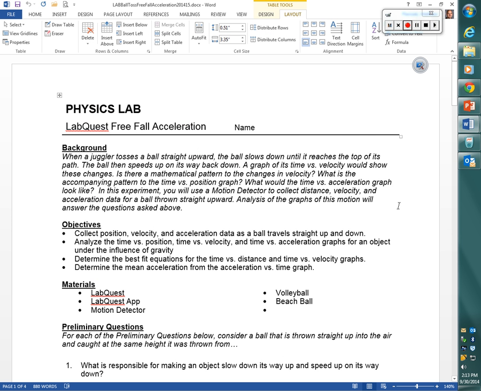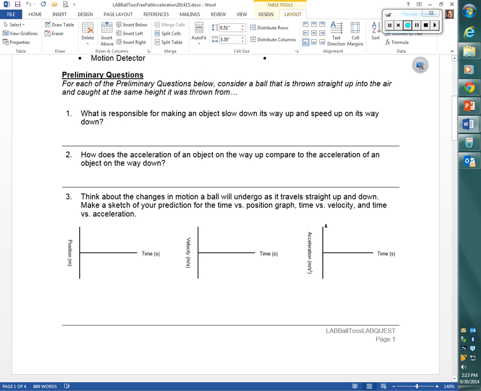Let's start on the front page because there's a couple of preliminary questions that we didn't answer. We drew the pictures at the bottom, but we didn't answer the other preliminary questions. I realize that we're supposed to do preliminary questions before we do the lab, but whatever. All right, number one, I hope we can answer this one pretty easily. What's responsible for making the object slow down on its way up and speed up on its way down? Gravity.